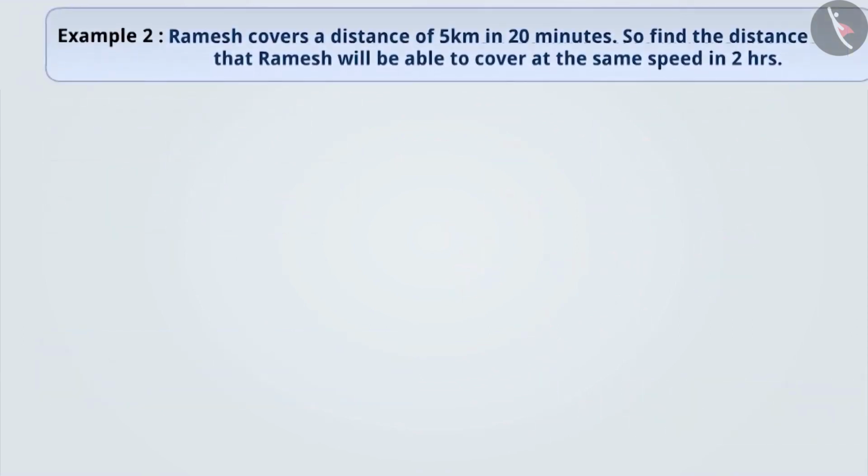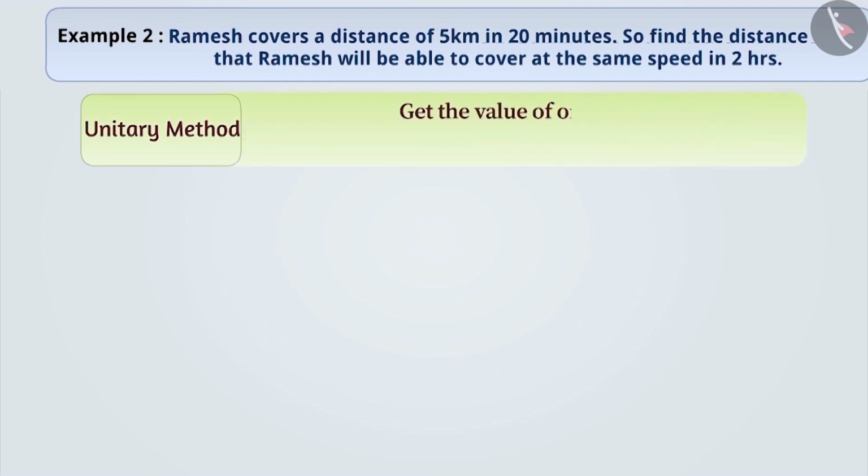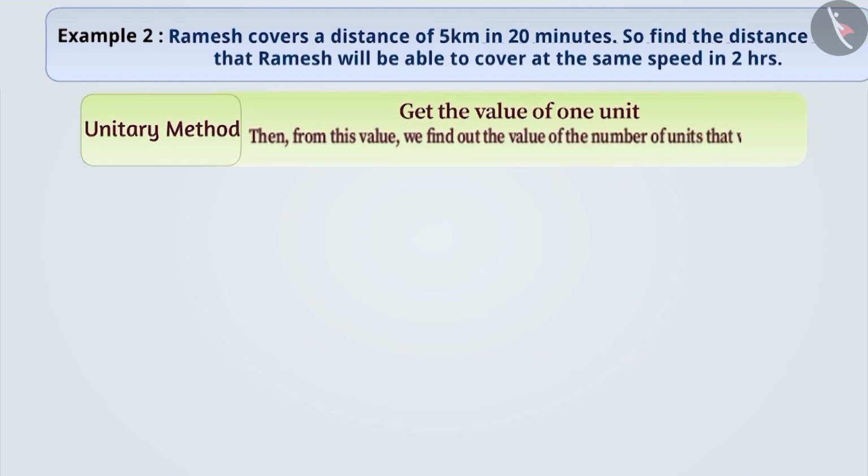Ramesh covers a distance of 5 kilometers in 20 minutes. Find out what distance Ramesh would be able to cover at the same speed in 2 hours. We can find out the distance that Ramesh will be able to cover in 2 hours using the unitary method. In this method, we first get the value of 1 unit and then find out the number of units that we want from this value.